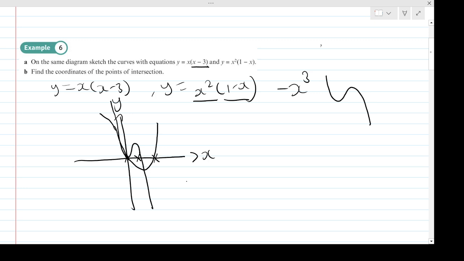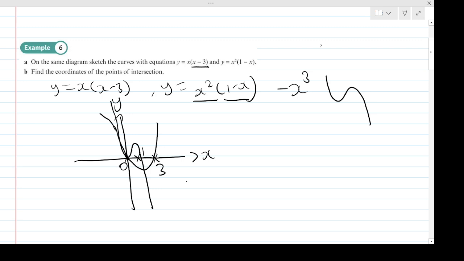Okay, but that's part A then. Part B, oh, we should label intersections, right? So that's 3, that is 1. So the intersection of the axis, and that's going to be 0 at the origin. Okay, cool. Then part B says to find the coordinates of the point of intersection.